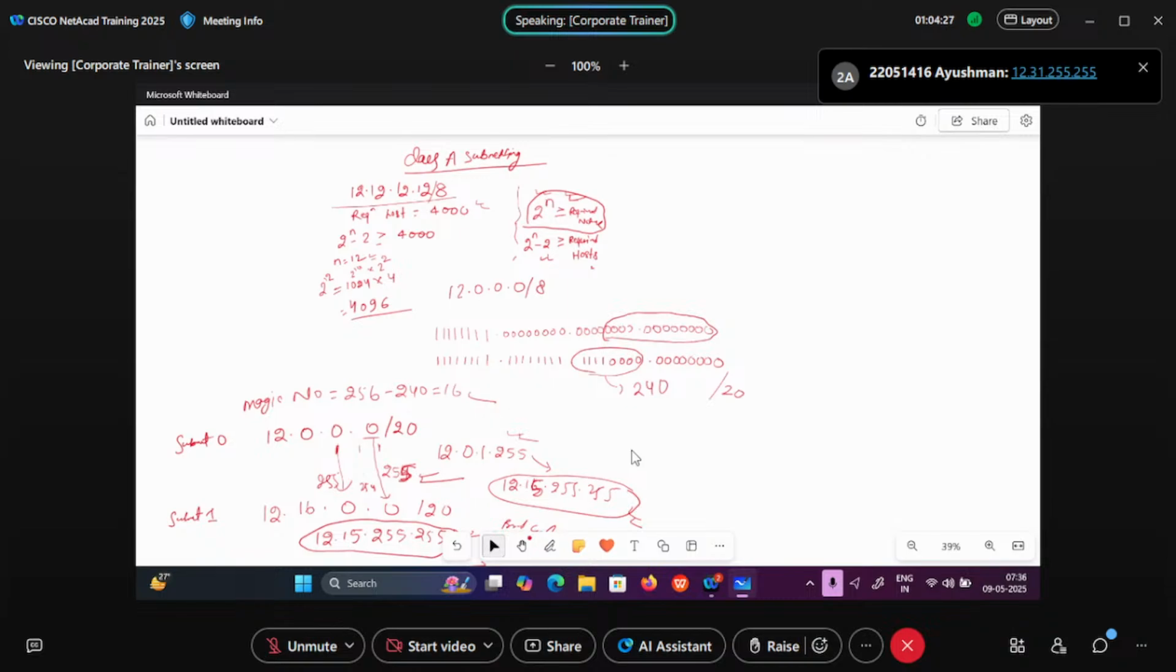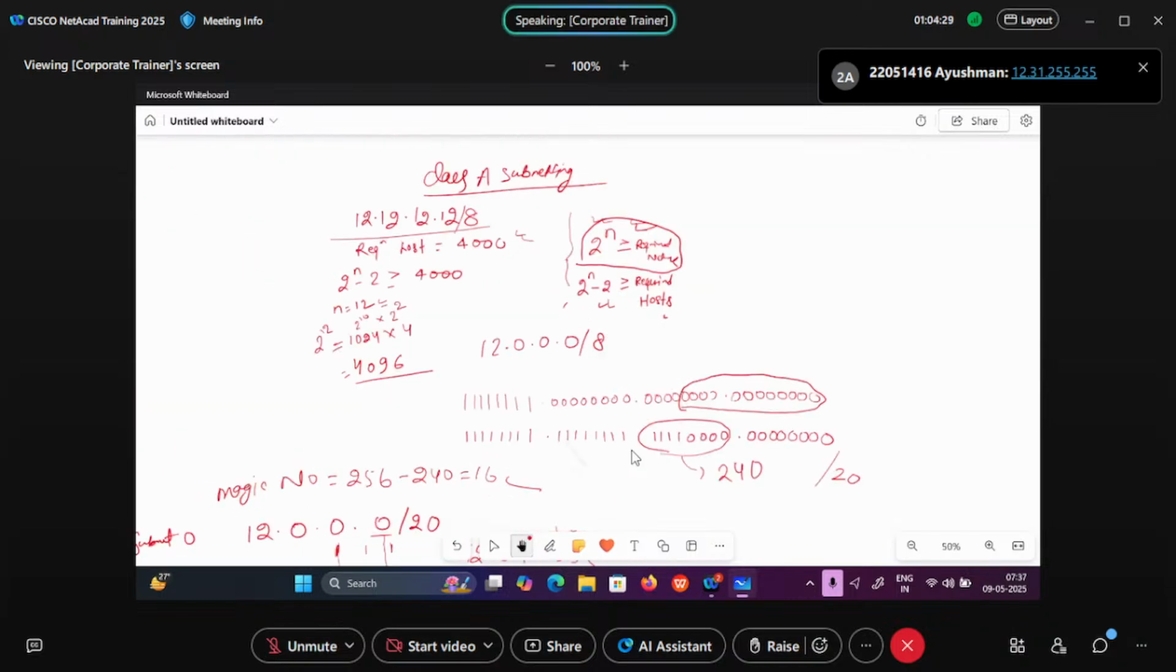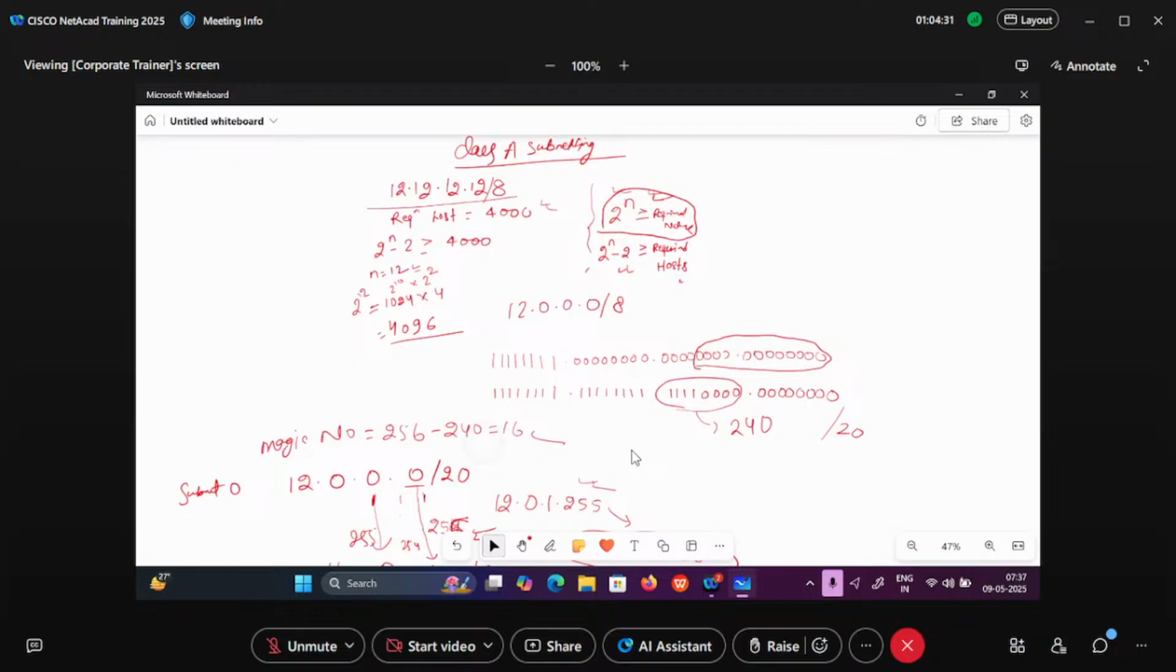Just see. Whenever you're calculating the magic number, you first have to check how many hosts are required. Suppose we have a requirement of 4,000 hosts in this question. So the formula you'll apply is 2 raised to the power n minus 2. If you have a requirement of networks, you have to apply the formula 2 raised to the power n only. Don't subtract 2, because they have updated to the new formulas. So you can write 2 raised to the power n, which is greater than or equal to the required networks.